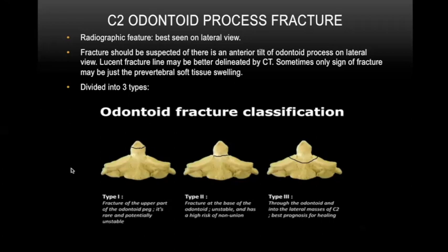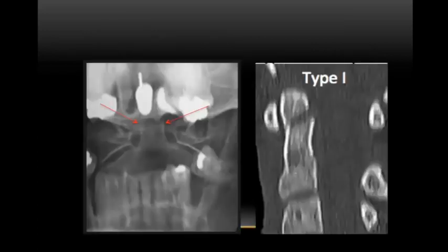All right. Odontoid fracture classification. You have 3 types, type 1, 2, and 3. Type 1 is potentially unstable. Imagine there's a fracture of the tip of the odontoid process, so it can go anywhere. So it's potentially unstable. Type 2 is the base. It's unstable at the risk of non-union. And type 3 is the best prognosis for healing, because sometimes it's more lagi dekat, so it's easier for healing lah.